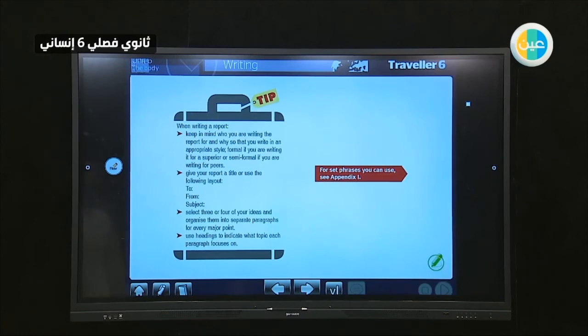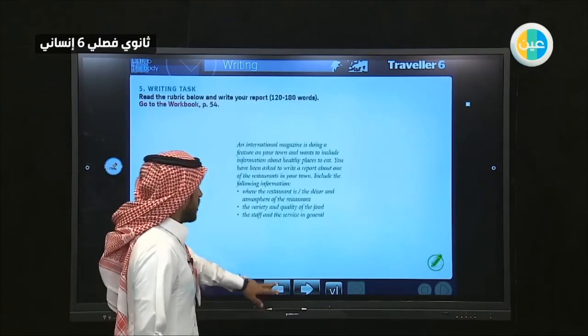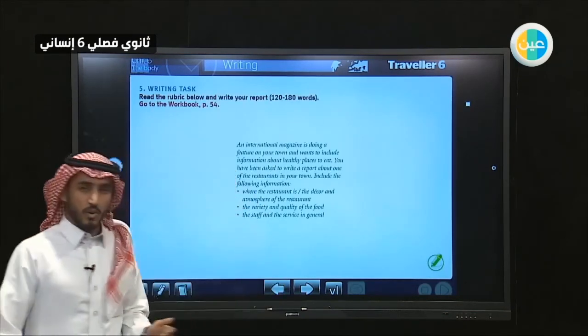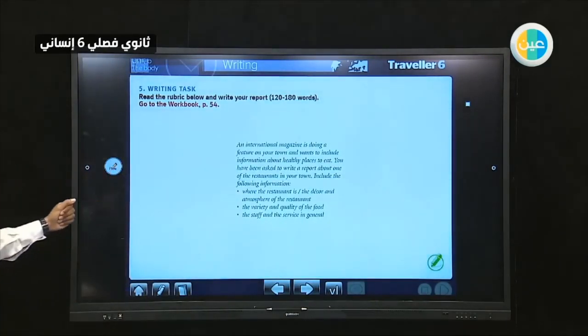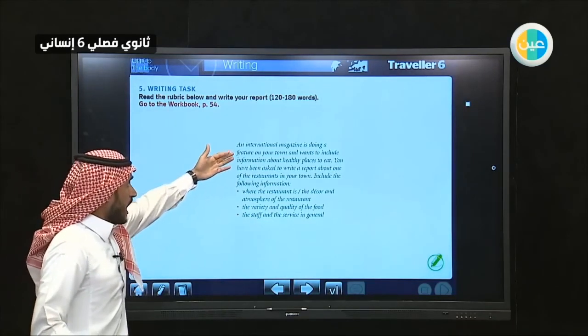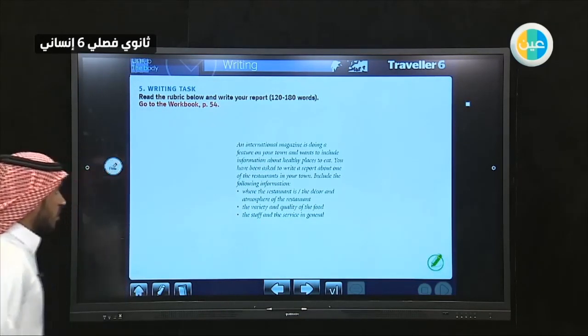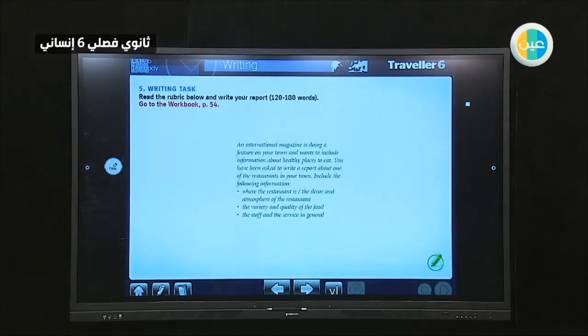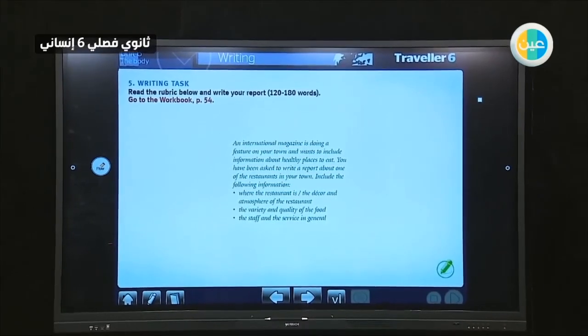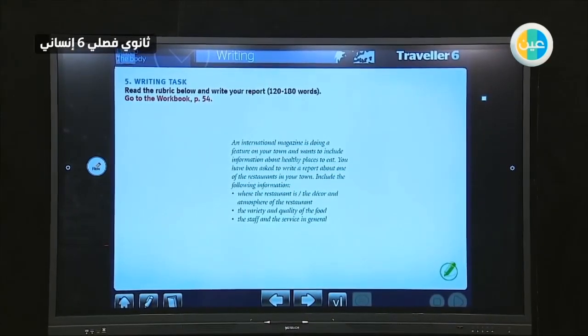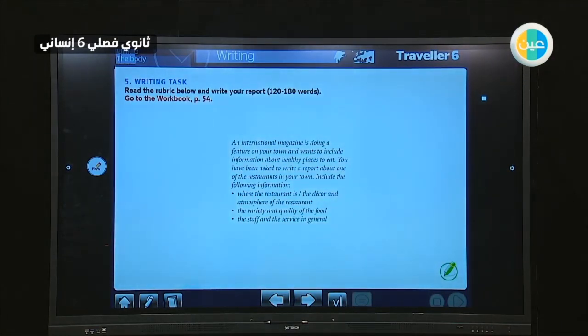Okay, now after following these hints or these steps and after knowing what the outline is, you can start writing your own task. You have a task here: an international magazine is doing a feature on your town and wants to include information about healthy places to eat. You have been asked to write a report about one of the restaurants in your town. Include the following information: where the restaurant is, the decor and atmosphere of the restaurant, the variety and quality of the food, and the staff and the service in general.